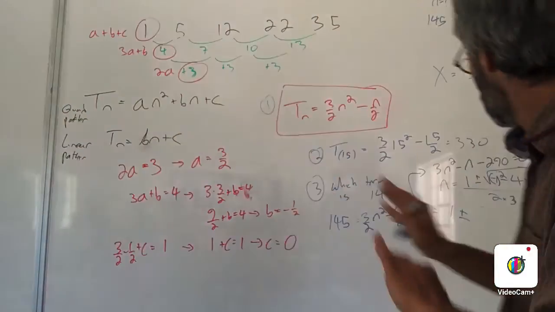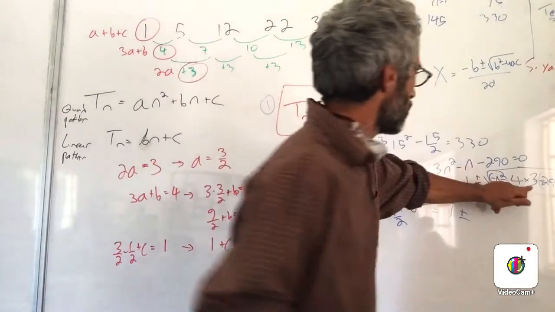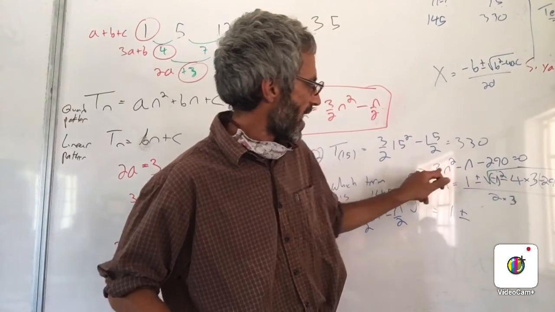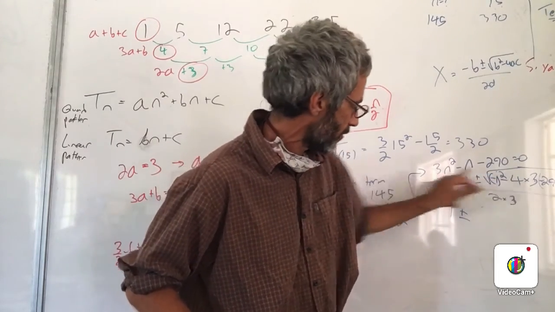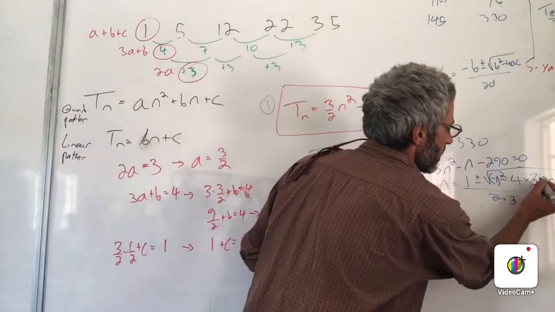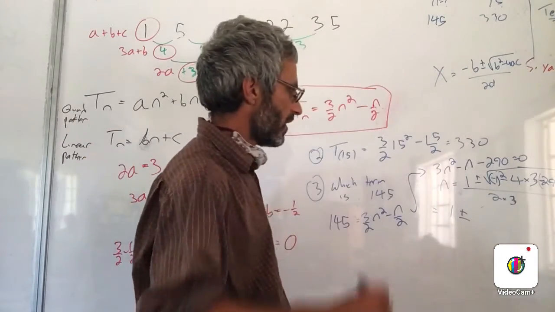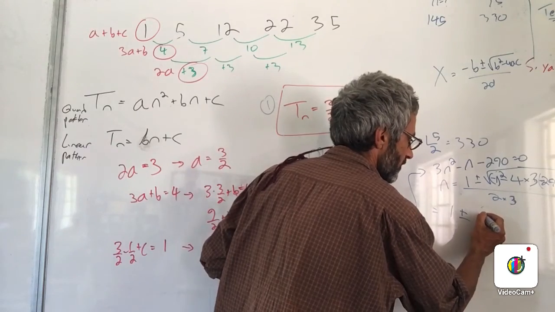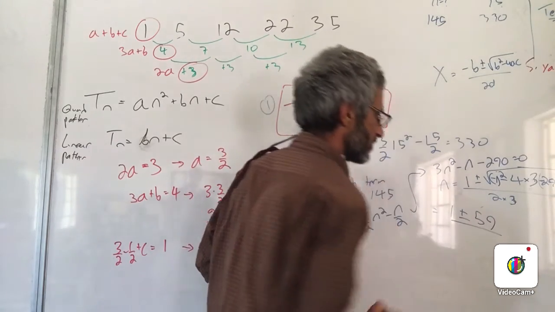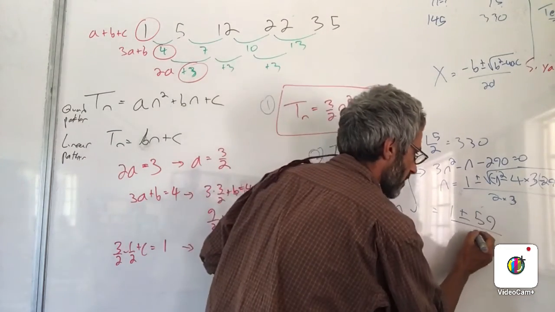I had a few difficulties here. One of them was that I forgot to times by a, so I actually had minus 4ac: minus 4 times 3 times minus 290. And Finn eventually got it. The square root of this big number is 59. And then we divide it by 6.